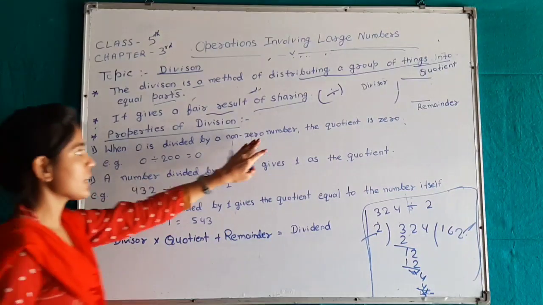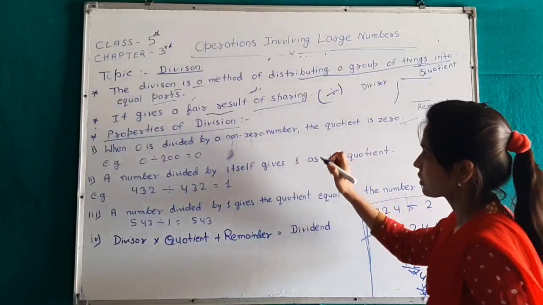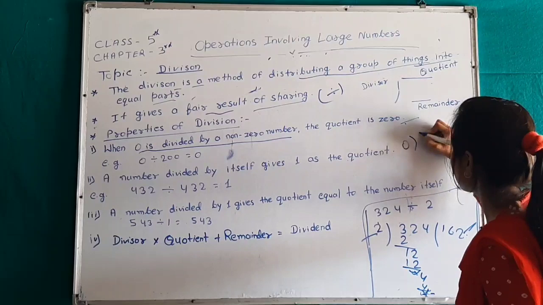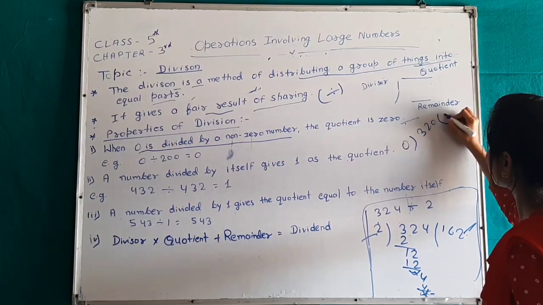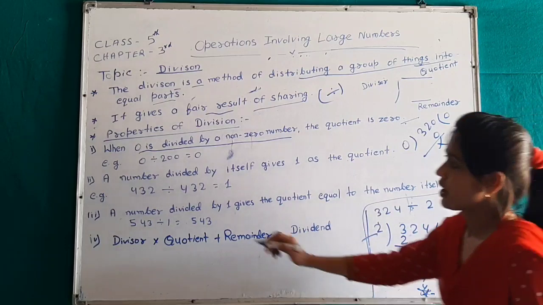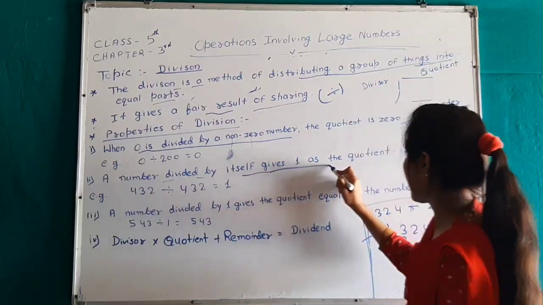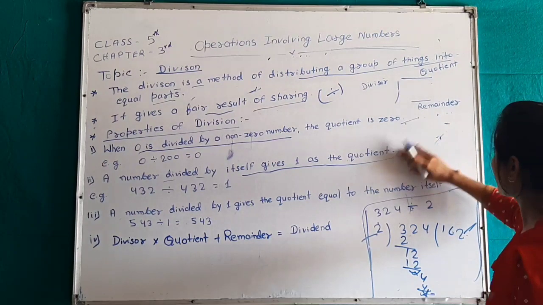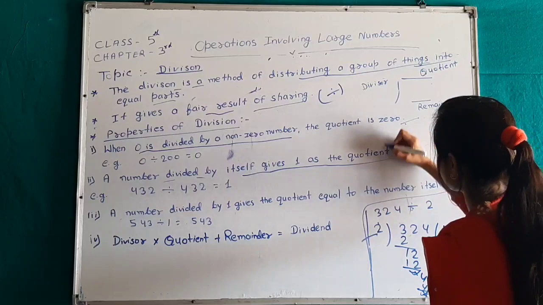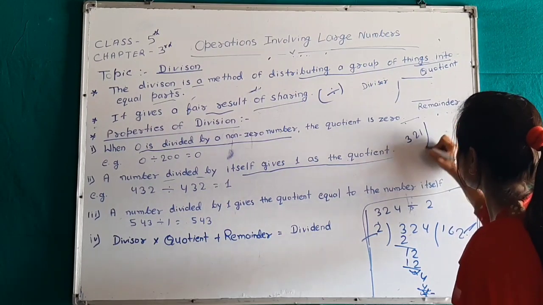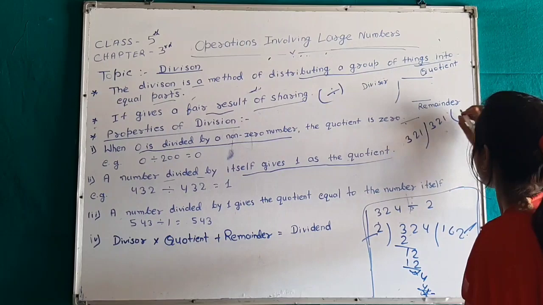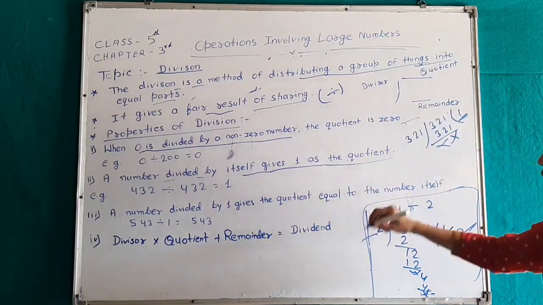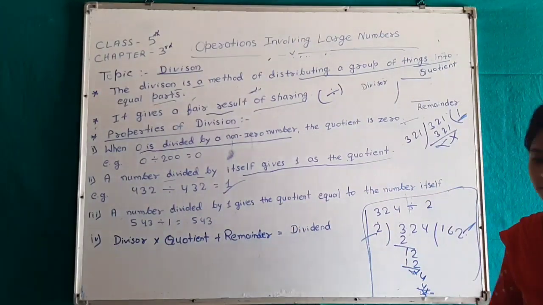There are some properties of division. When 0 is divided by a non-zero number, the quotient is 0. Here is 0, and when it is divided by any number, it will always be 0. When a number is divided by itself, it always gives 1 as the quotient. 31 divided by 31, our quotient is 1. It will always be 1. This is our second property of division.